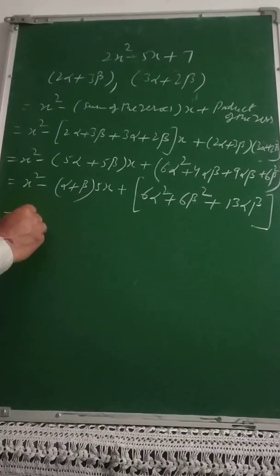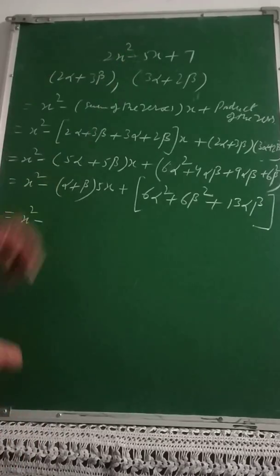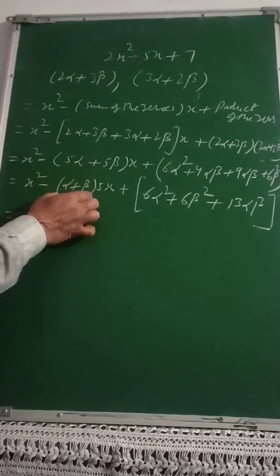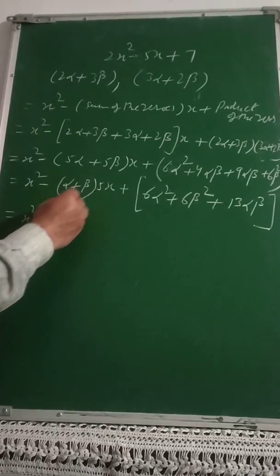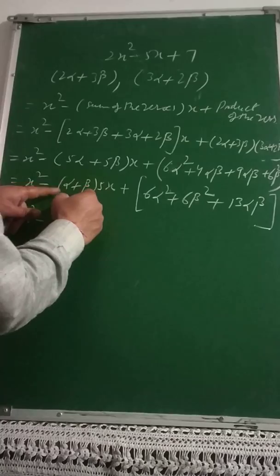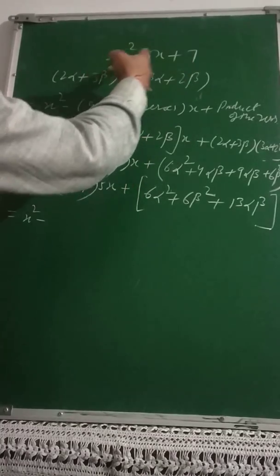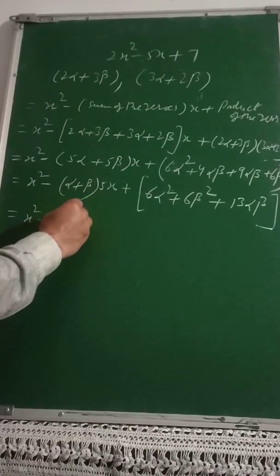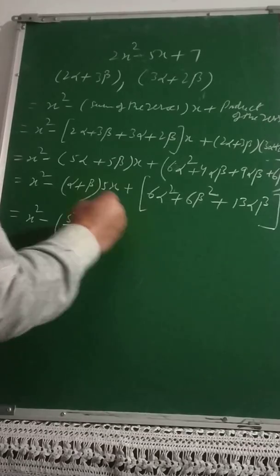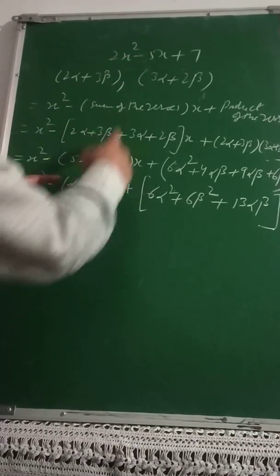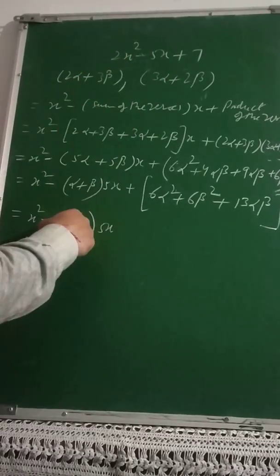Again, I am getting back because these alpha and beta are the zeros of this polynomial, so I am trying to write it in terms of sum and product. As I told in the previous solution, alpha plus beta is minus b upon a, and here you see minus b upon a is 5 upon 2. So 5 upon 2 into 5x. Alpha plus beta, here already it is minus 5, so minus b upon a will be plus 5 upon 2.